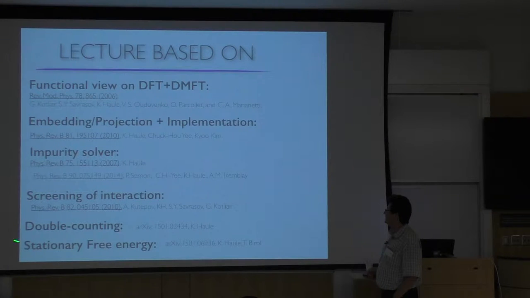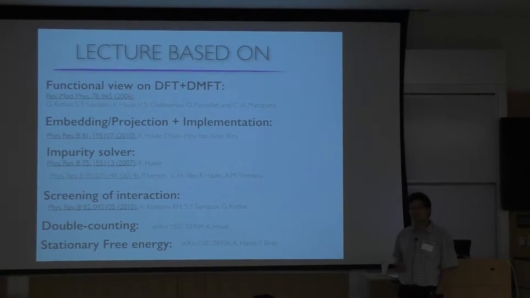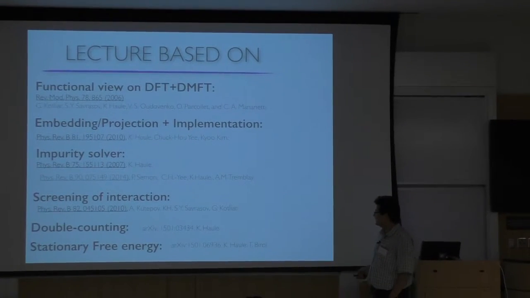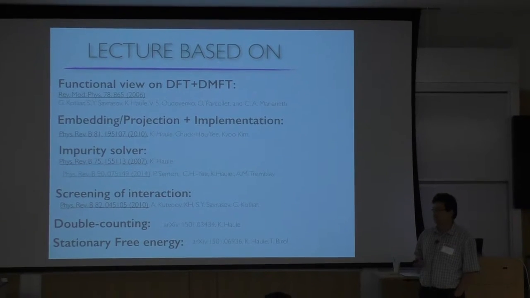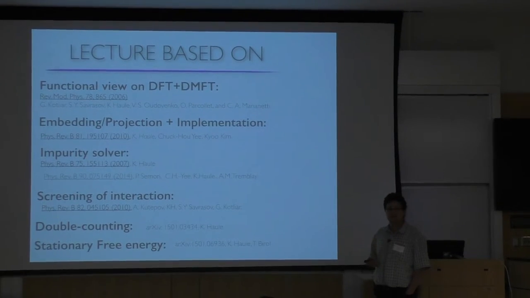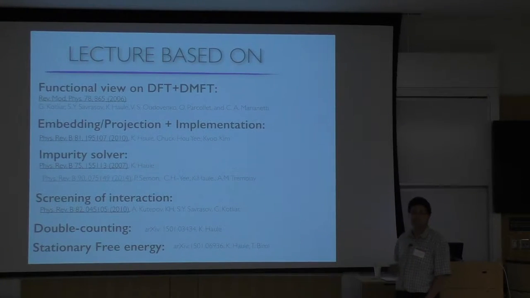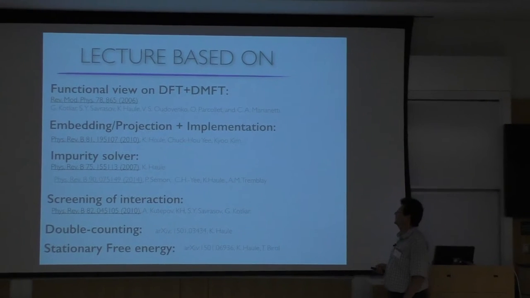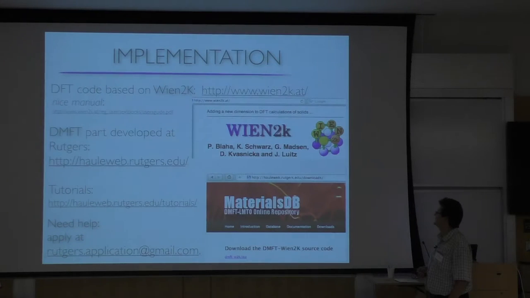And then some recent papers about stationarity of the free energy, because if you want to use this for structural optimization, which is done with density functional theory so well, we want an implementation of this theory from the functional point of view, so that a small error in density or in Green's function does not change the free energy a lot. So we want a stationary implementation. And also double counting issues we discussed here extensively, and we do not have a good way of estimating the exact double counting between the methods.